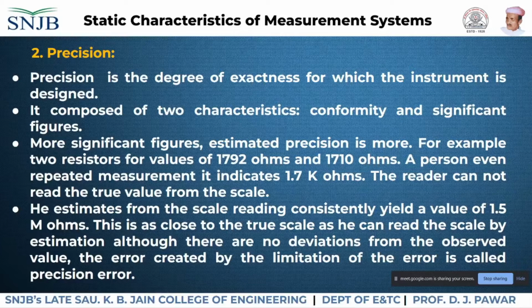Although there are no deviations from the observed value, the error created by the limitation of the instrument is called precision error. However many times you measure with it, the maximum value of the resistance that the measuring instrument can read is 1.5 mega ohms.